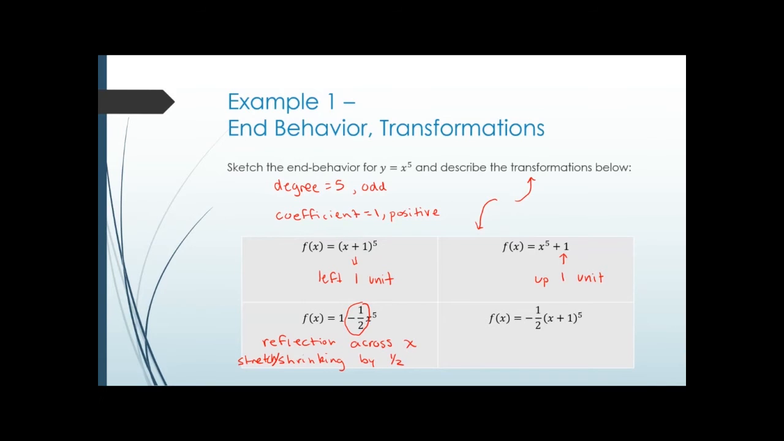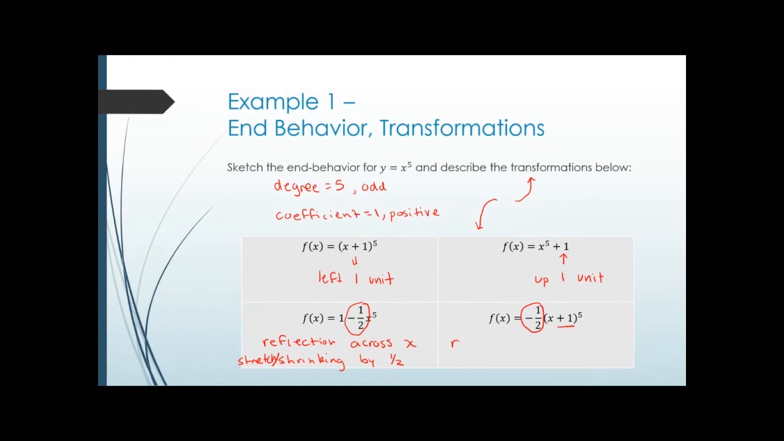Now the one on the right, this is another one where we have these parentheses. It makes a big difference because we have this negative 1/2 in front. So that is the same as the reflection across the x and the shrink by 1/2. But then we also have this plus 1 in there, which is the left 1 unit. So we have both transformations on the left side combined into one.